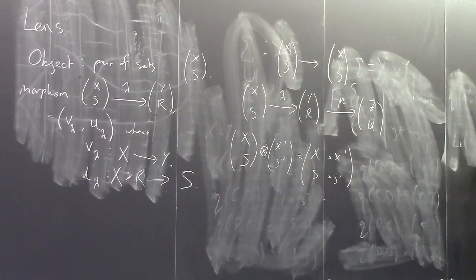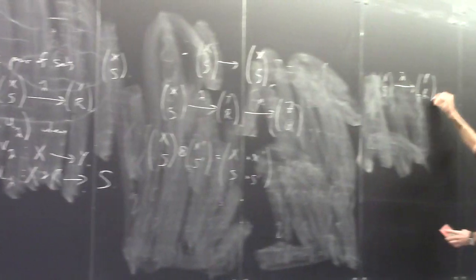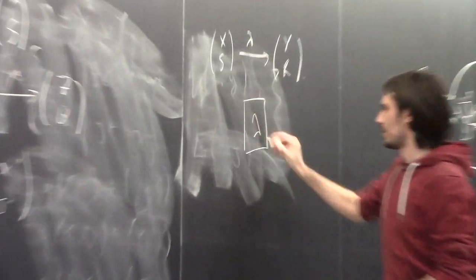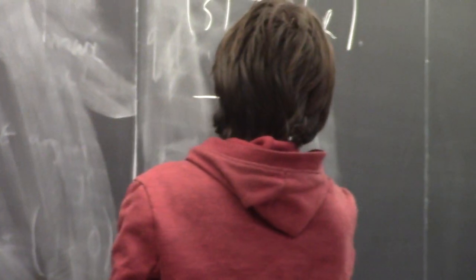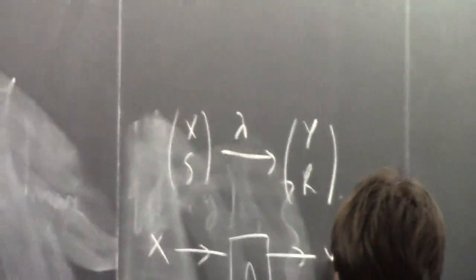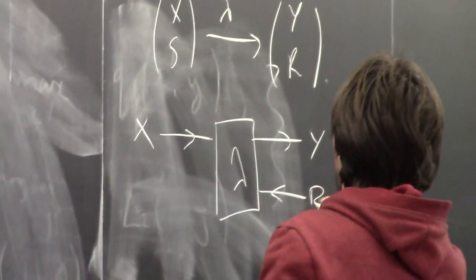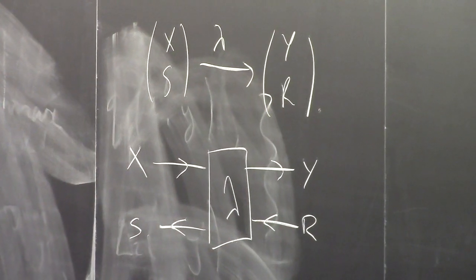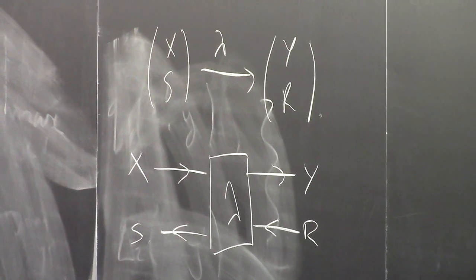Now, to connect back to string diagrams, so before I was drawing directly string diagrams. So if I have an XS lambda going to YQ, the way I'm going to draw this as a string diagram is like this, where X and Y are going forwards, R and S are going backwards, and that turns out to be a good way of thinking about the information flow.